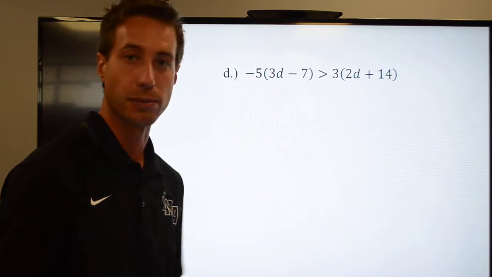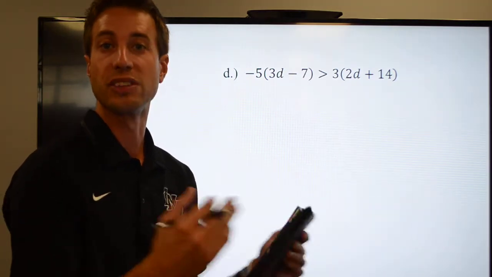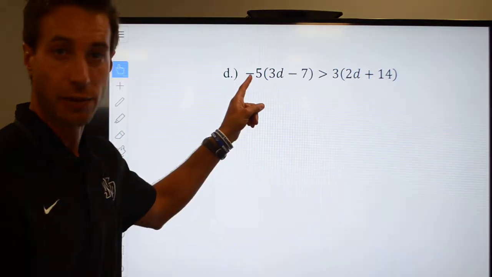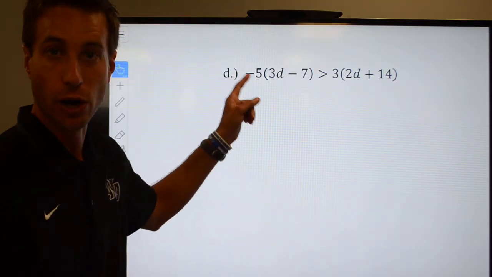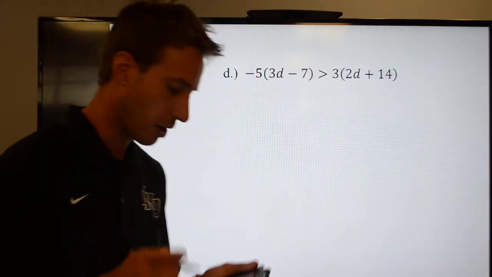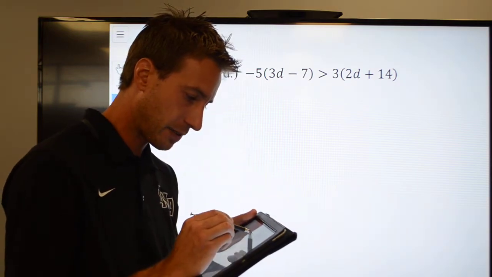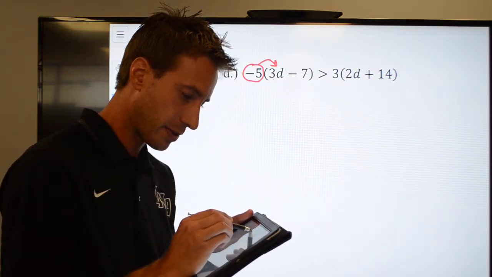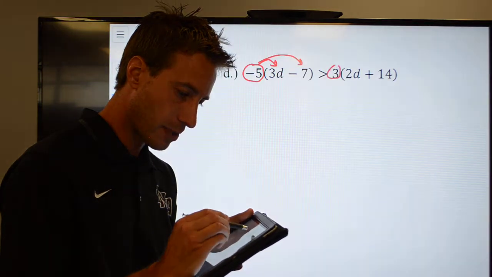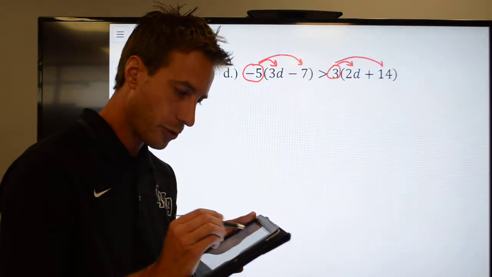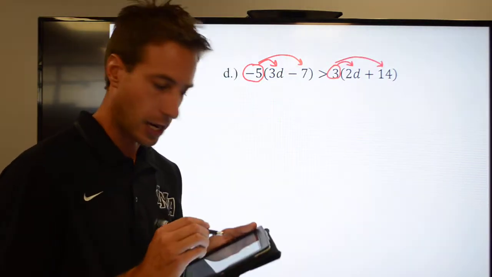Anytime you have grouping symbols with a coefficient in front, you'll need to distribute. Please be careful of that minus sign. It's got to go through as well. So we will be distributing right here a minus 5 through the parentheses. Here we'll be distributing a positive 3 through the parentheses. Let's go ahead and take care of all that.